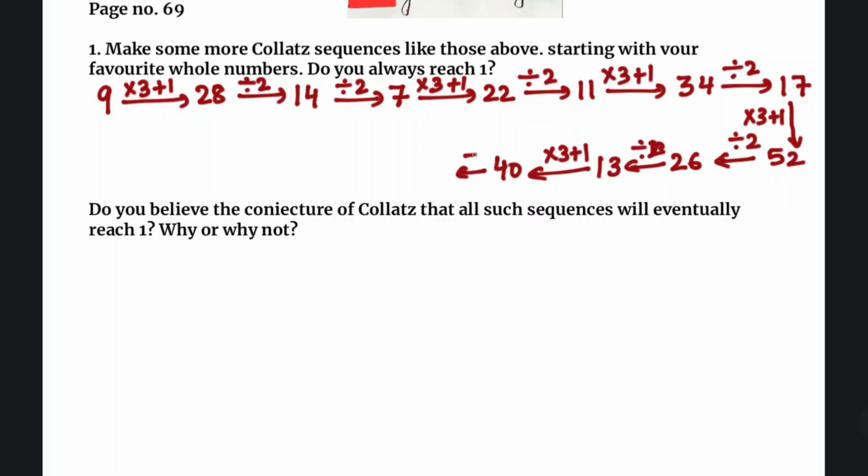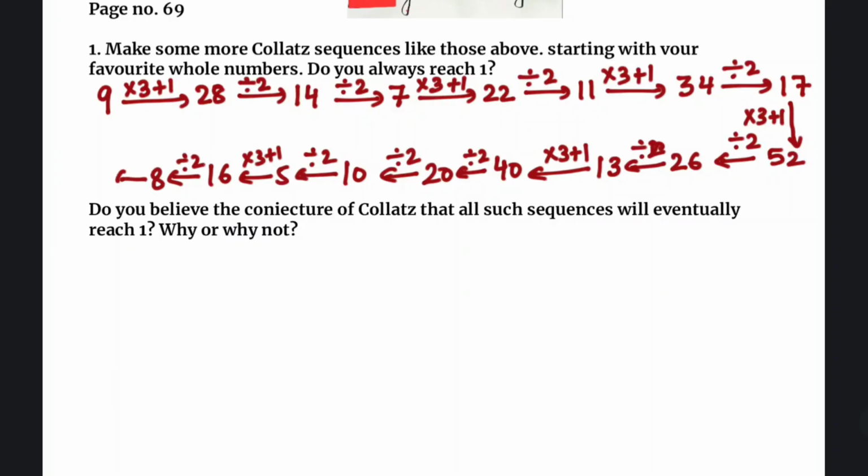13 is an odd number, multiply by 3 plus 1, so it is equal to 39 plus 1 is 40. 40 divided by 2 is 20. 20 divided by 2 is 10. 10 divided by 2 is 5. Now 5 multiply by 3 plus 1, 16. 16 divided by 2 is 8. 8 divided by 2 is 4. 4 divided by 2 is 2. 2 divided by 2 is 1. So we are getting back to 1.